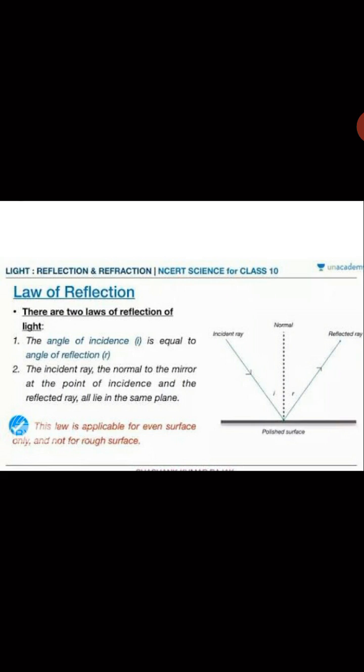The second, there is one more law of reflection. It says that the incident ray, the normal to the mirror at the point of incidence, and the reflected ray, they all are in the same plane. That means they are all on the same side of the surface. The light reflects back in the same medium. It bounces back in the same medium.